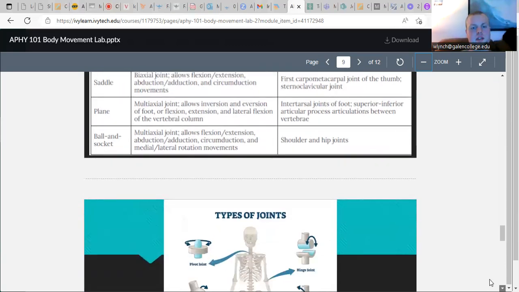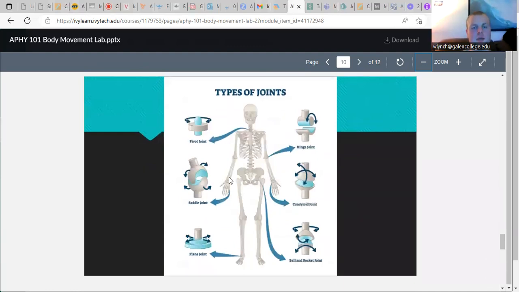So some examples of these, right? The type of joint. For example, the pivot joint, something like our C2, which is our axis bone. This is a pivot joint where it can pivot back and forth, right? An example of the saddle joint is the thumb, right? For the thumb, we're sitting in a saddle here. Okay, for a plane joint, an example is going to be either the wrist or the ankle. Here, for example, we have the ankle shown as a plane joint.